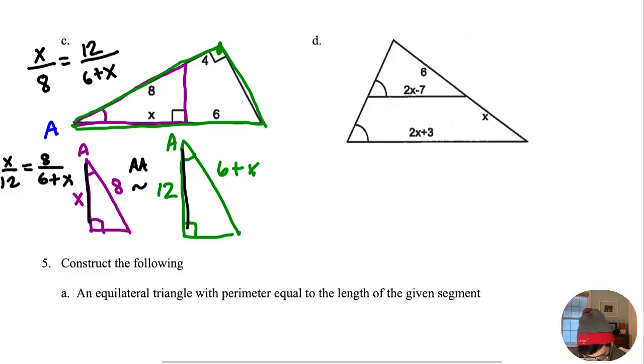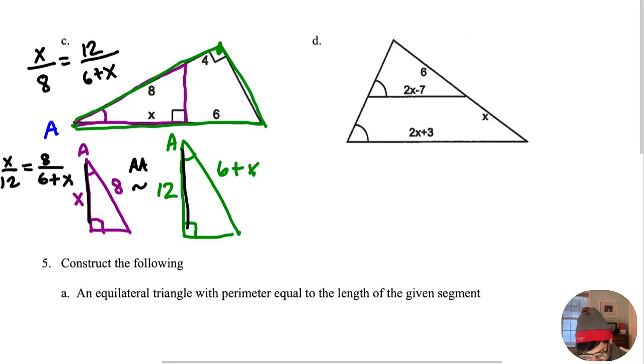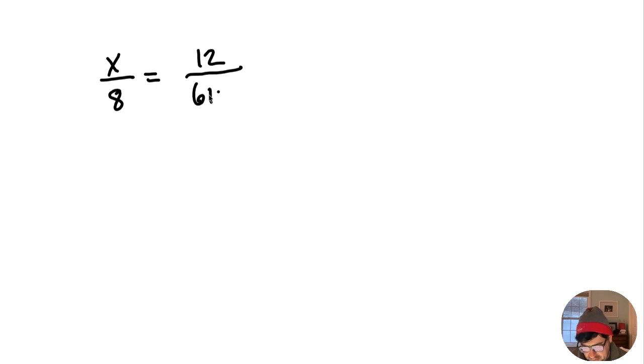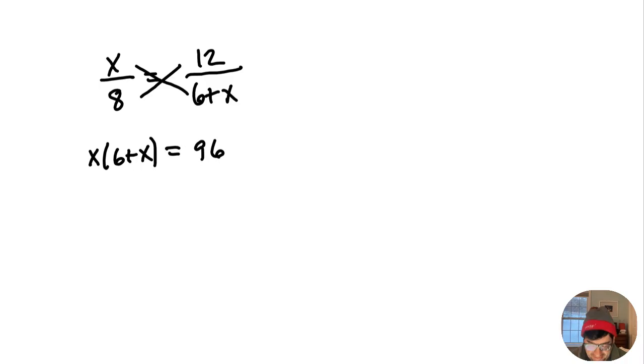Okay, but let's solve this because I don't have enough room here, I think, to solve this. So I'm going to write x over 8, do a new page, equals 12 over 6 plus x. All right, so what am I going to do? Product of the means, that's these two numbers, equals the product of the extremes right here. The extremes are x times 6 plus x, so I'm going to write that down with parentheses, and then 8 times 12 is 96. On the left, I got to distribute. I've got 6x plus x squared equals 96, and I've got a quadratic, so I'm going to factor. I'm going to bring everything over and try to factor.